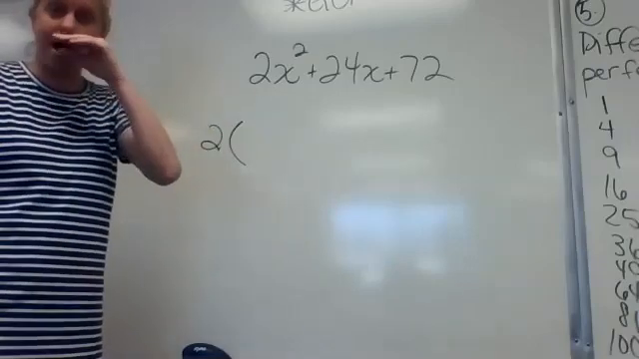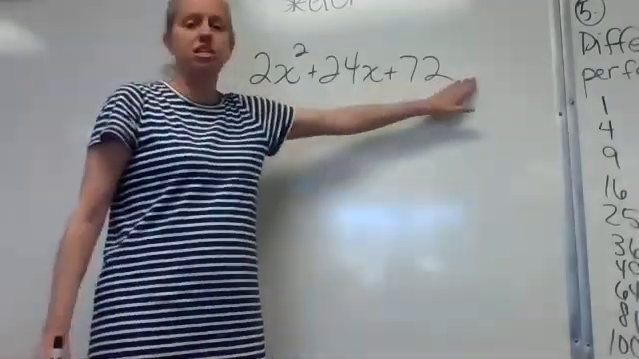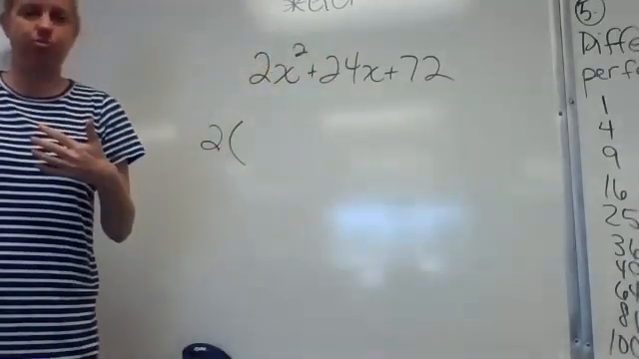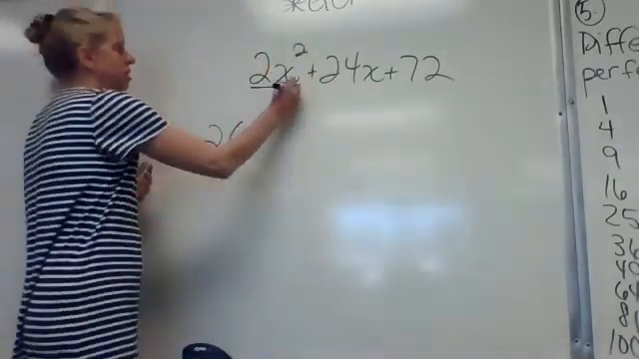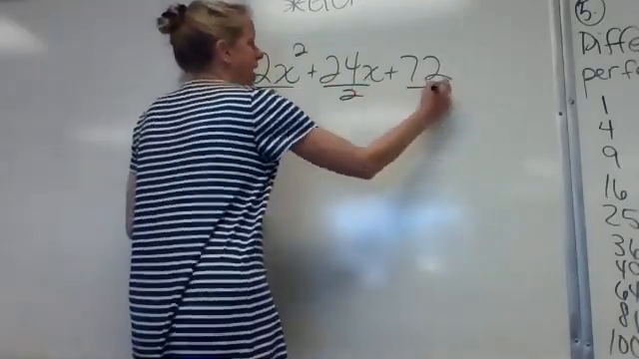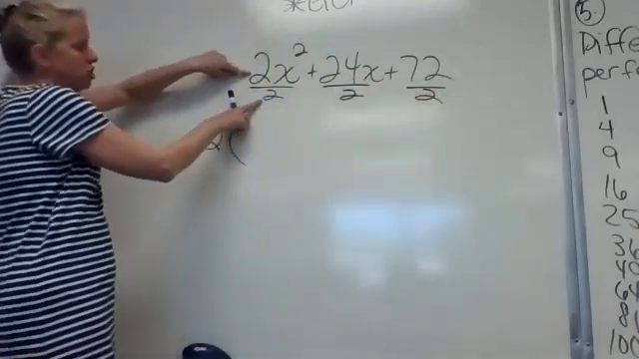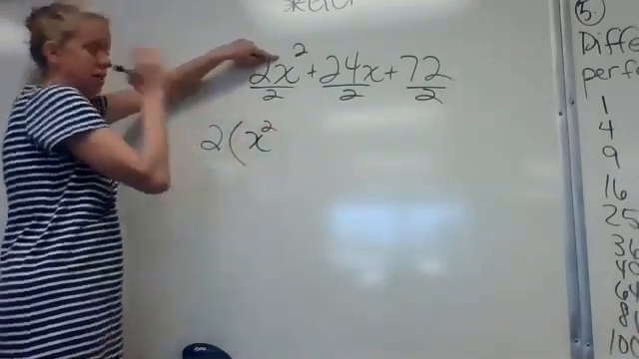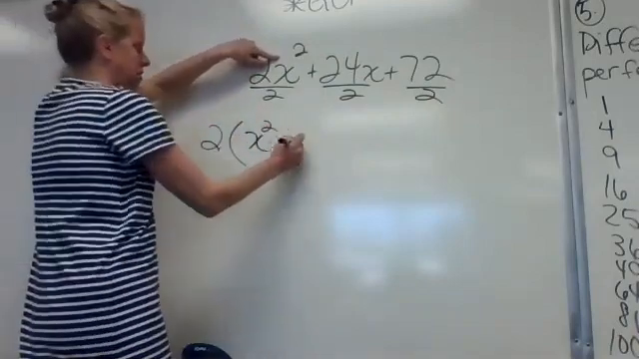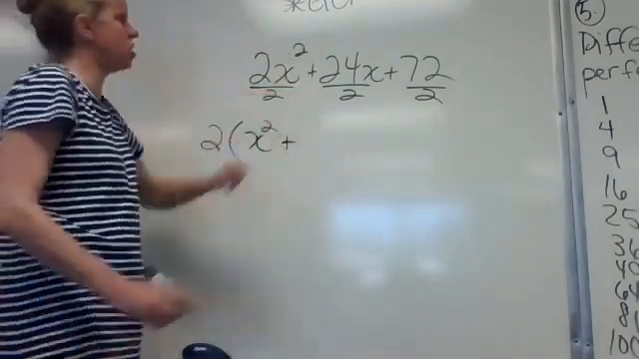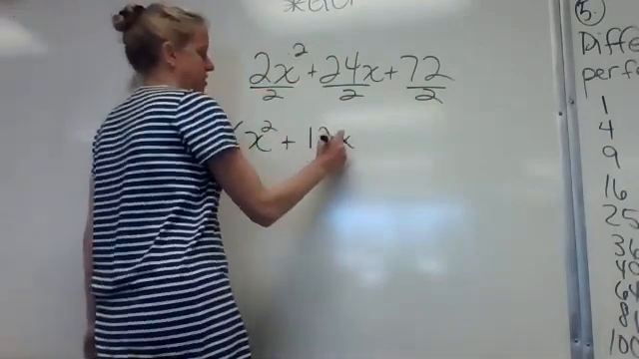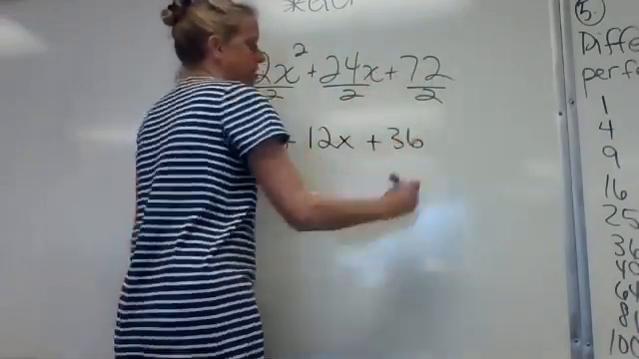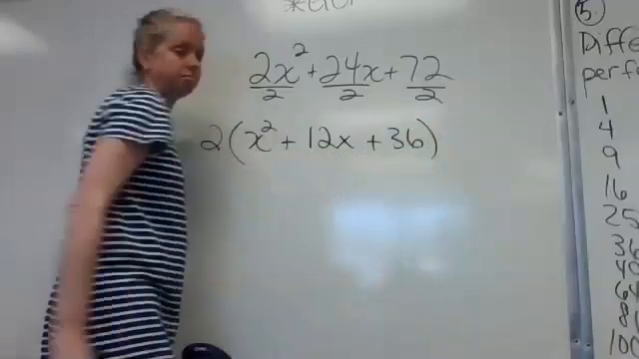I look for x's in common too, right? But this 72 doesn't have an x on it. So I can't pull out any x's, just the 2. Which actually helps us a lot. Because if I pulled the 2 out of this first term, what does it turn it into? Just x squared plus 24 divided by 2 gives me 12x plus 72 divided by 2 gives me 36.